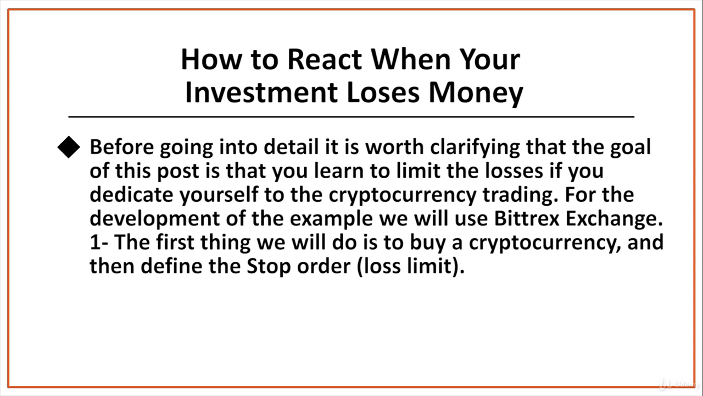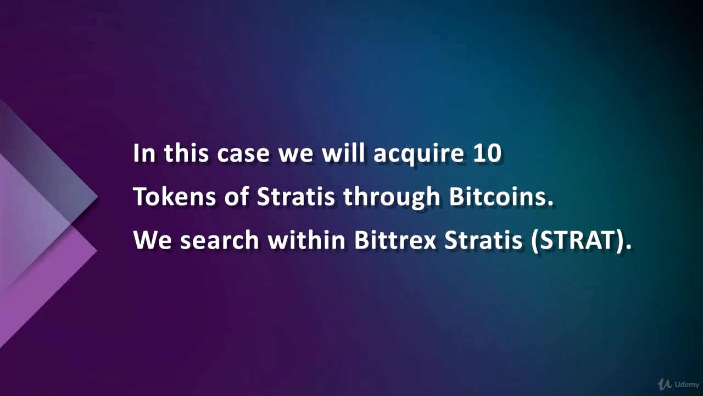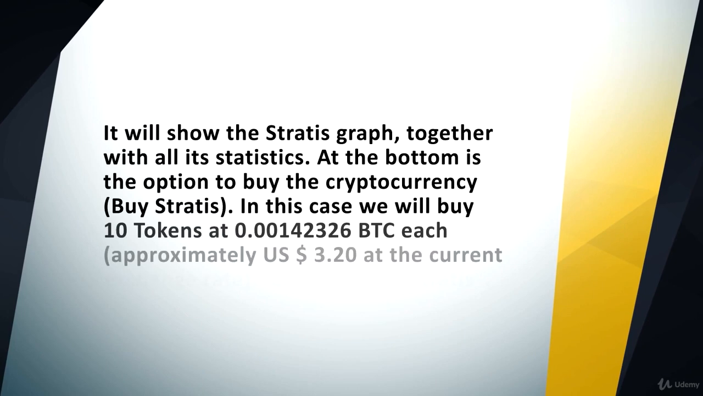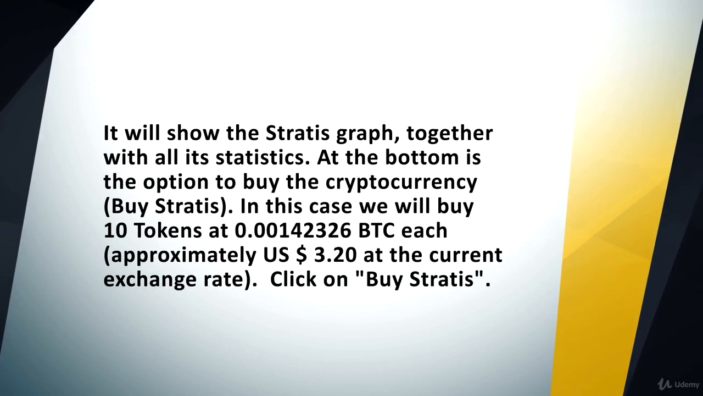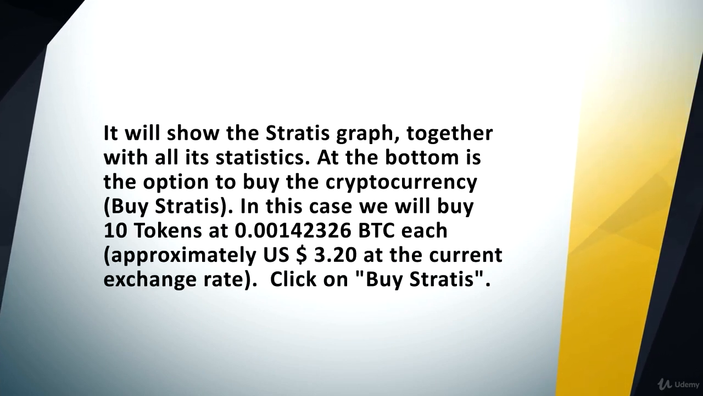So for the development of the example, we will use Bitrust Exchange. First, the first thing we will do is to buy a cryptocurrency and then define the stop order, the loss limit. In this case, we'll acquire 10 tokens of Stratis through Bitcoins, and we search within Stratis. Number 2, it will show the Stratis graph together with all its statistics, and at the bottom is the option to buy the cryptocurrency. The button is buy Stratis.